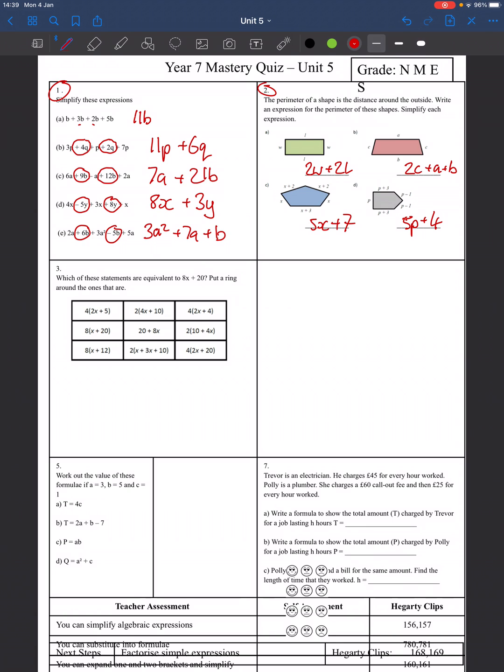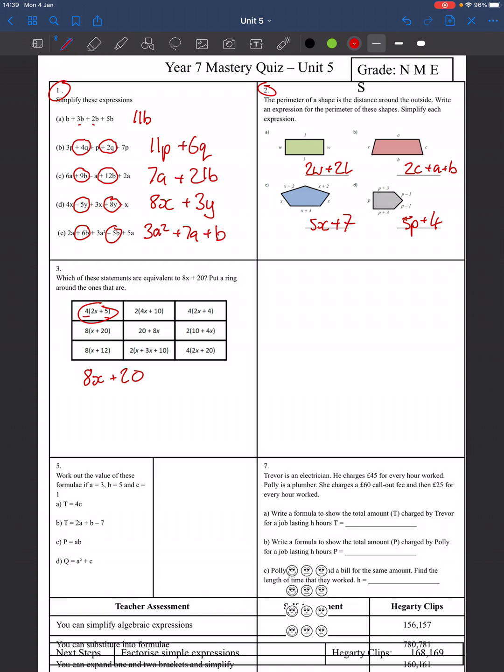Right, next up, which of these statements is equivalent to 8x plus 20? So this is requiring you to understand how to multiply out brackets. And so it's a case of rejecting ones very quickly. So if I'm looking at this one first, I've got 4 times 2x is 8x, and 4 times 5 is 20. So that's one of the ones. That's good.